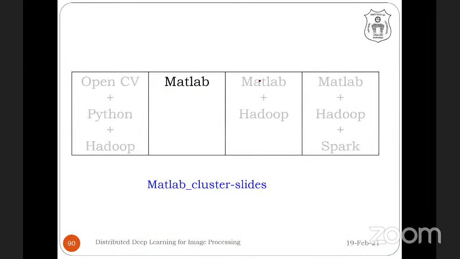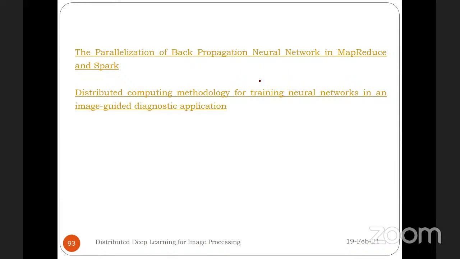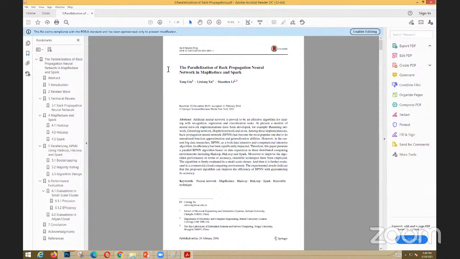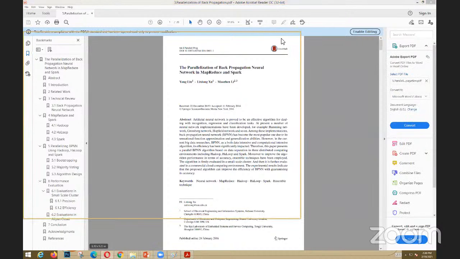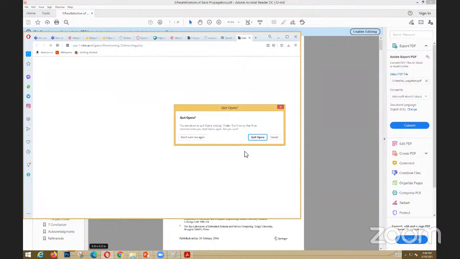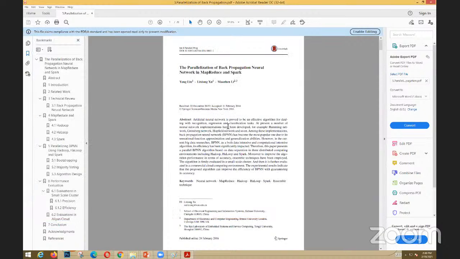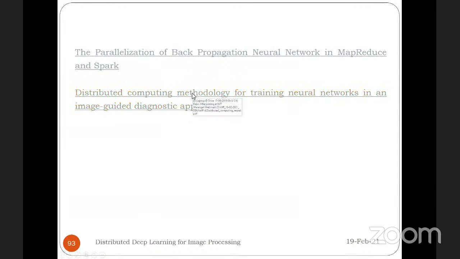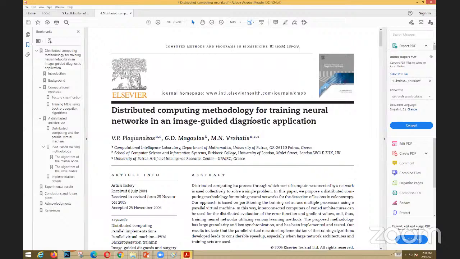And for this we have used these technologies, and these are the papers that you can also start looking into. Parallelizing backpropagation neural network by using MapReduce and Spark is one paper which we referred to for this content. Of course, as of now, I have not included any results related to this distributed work. We are still working on that. And another paper, distributed computing for training neural networks for image guided diagnostic. It is about diagnostic applications, but based on our application, you can change it.